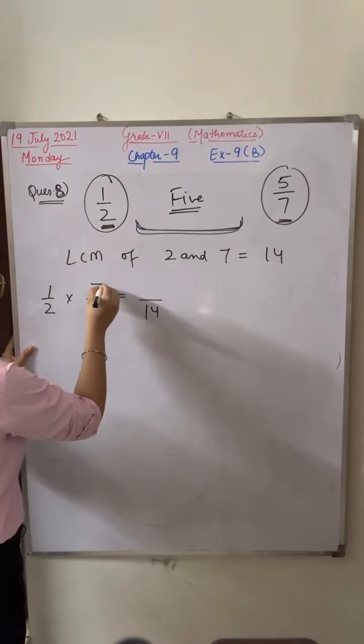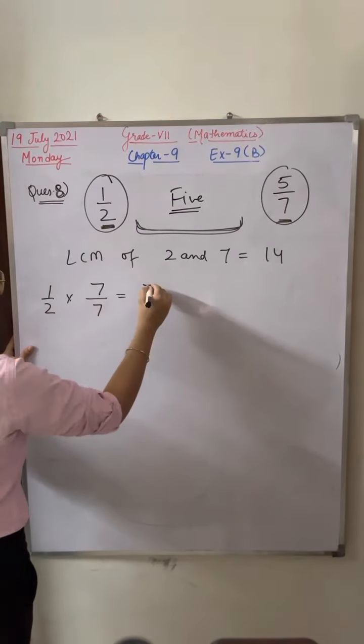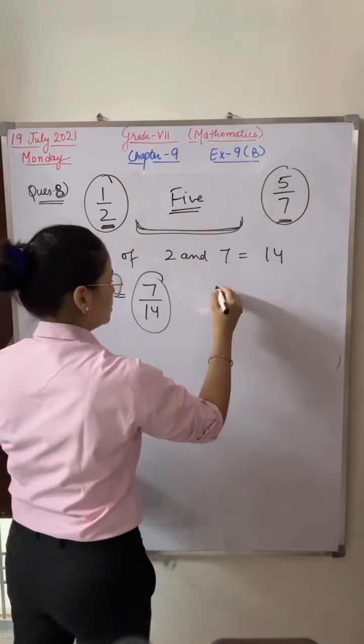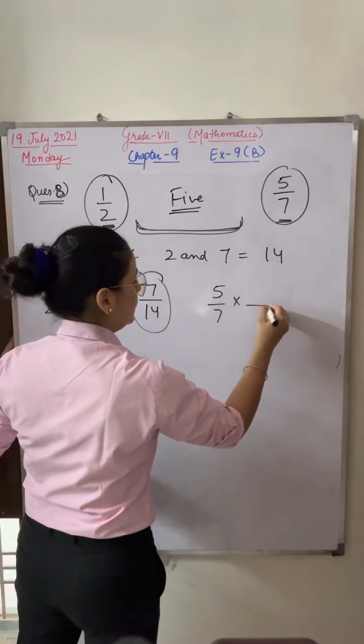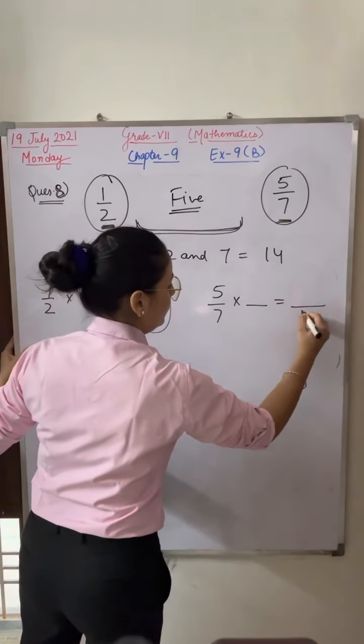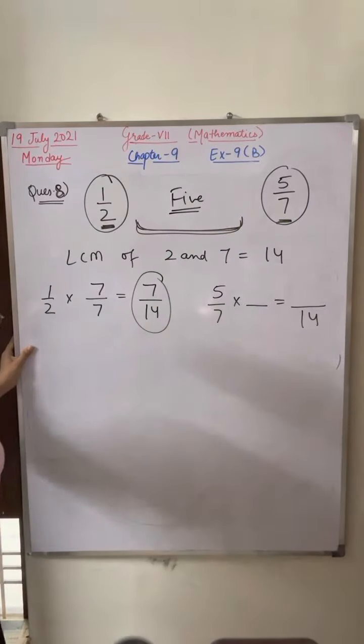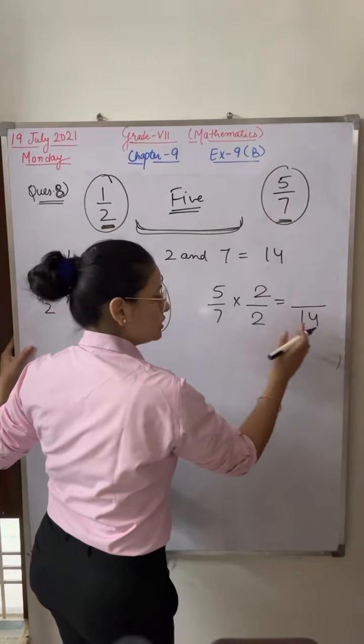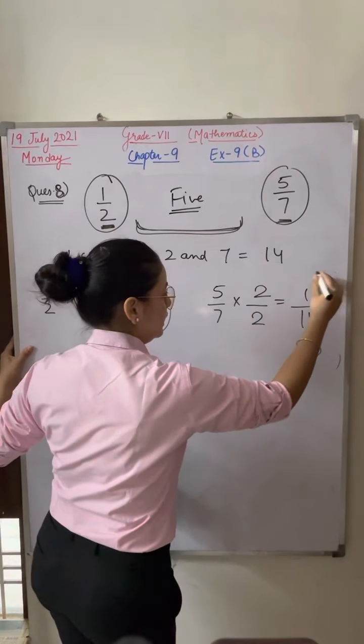That is 7. 7 and 7. Okay, so 7 ones are 7 and 2 sevens are 14. Done. Okay, now here also. 5 by 7. I'll multiply with which number so that denominator will be same? That is 14. By which number? Yes, I'll multiply with 2 and 2. 7 twos are 14 and 5 twos are 10.